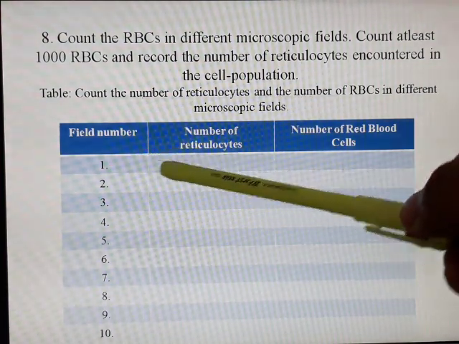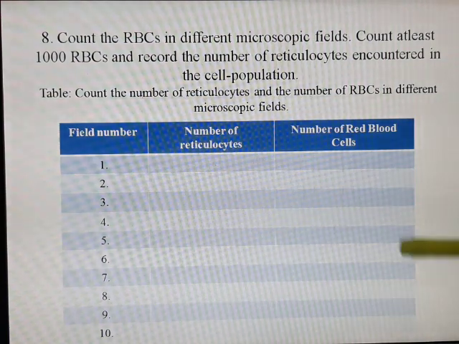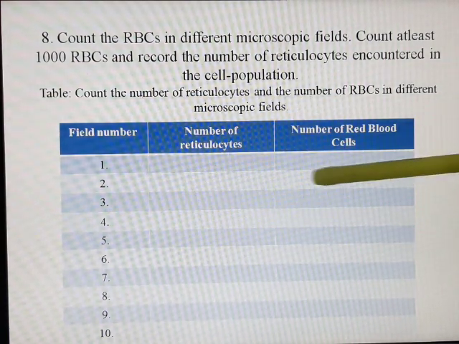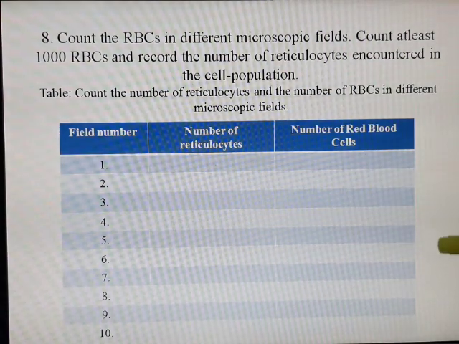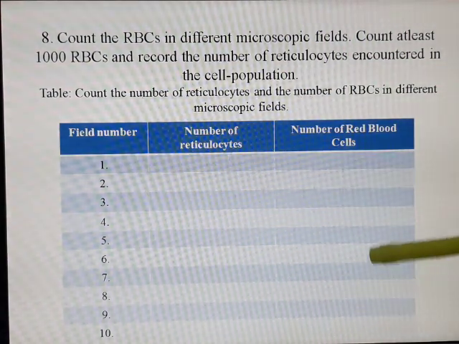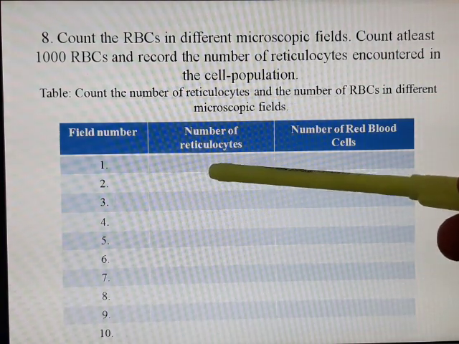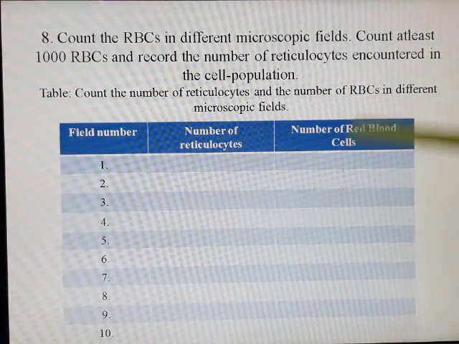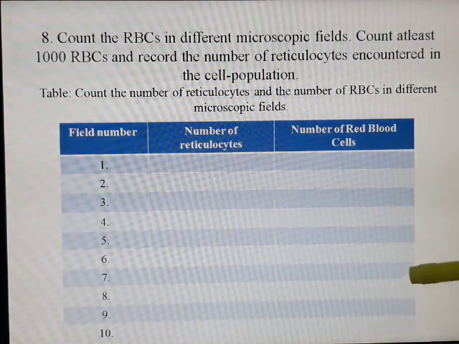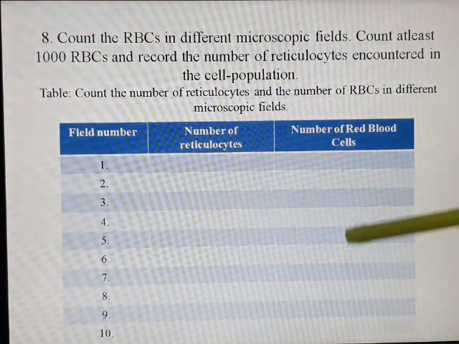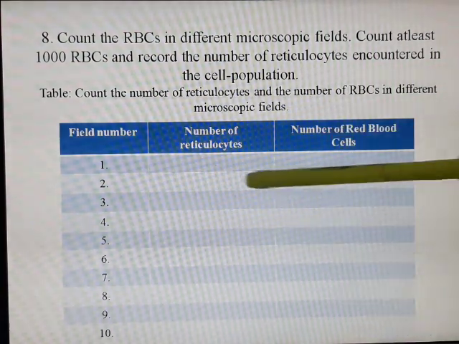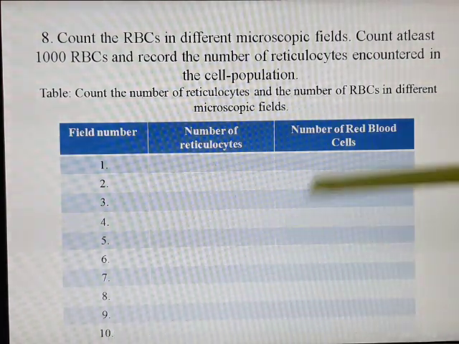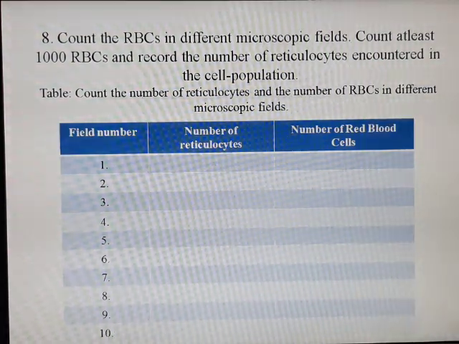We'll have field number, number of reticulocytes, number of red blood cells. At the first field, suppose we saw one reticulocyte only along with say 10 red blood cells, we will write 1 here, 10. In the second one, suppose we saw no reticulocyte and the number of red blood cells is say 20, we will write 20. These are just arbitrary values. When this is finished up to 1000, we will see how many reticulocytes are present. It can exceed 10 also. It's just for reference I am giving. Like that we have to do.